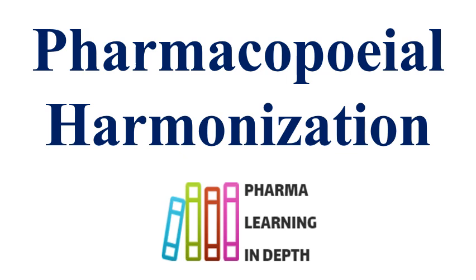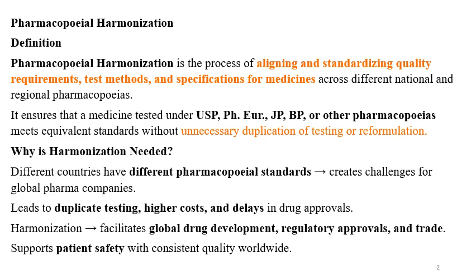Now we will see the pharmacopoeial harmonization in much detail. By definition, pharmacopoeial harmonization is the process of aligning and standardizing the quality requirements, test methods, and specifications for the medicines across different national and regional pharmacopoeias. It ensures that medicine tested under the USP, PhEur, JP, BP, or other pharmacopoeias meets the equivalent standards without unnecessary duplication of the testing or reformulation. So this is the main importance and requirement.